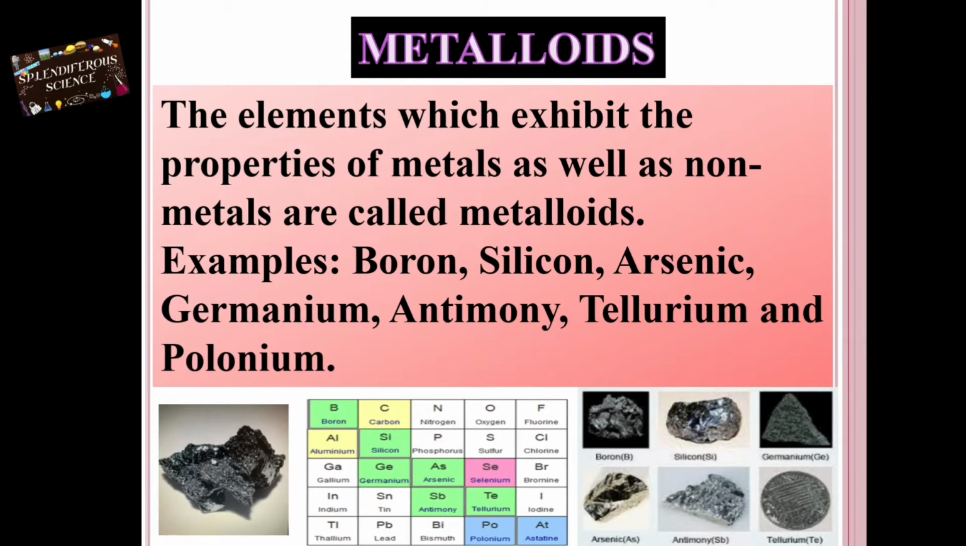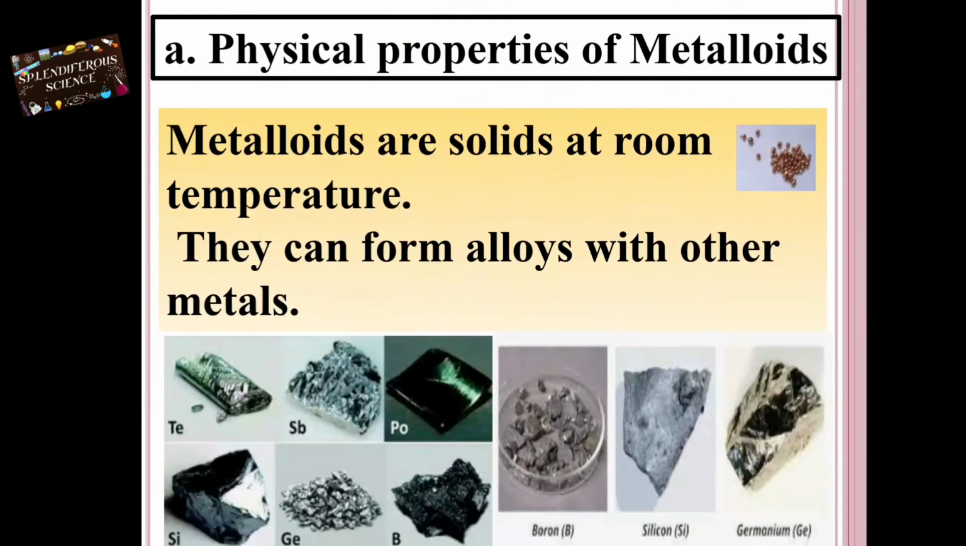Let us discuss the properties of metalloids. Physical properties of metalloids: metalloids are solids at room temperature. They can form alloys with other metals. The metalloids have properties that are intermediate between metals and non-metals, and they are difficult to categorize.